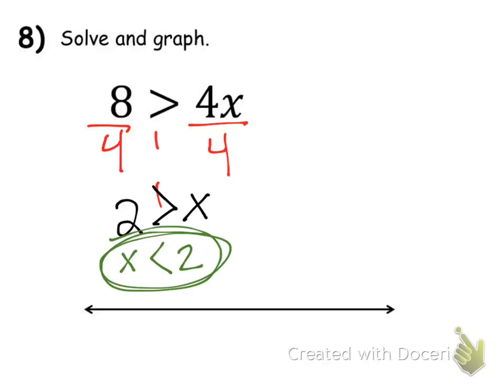So you have to make sure that the inequality symbol is still facing the right numbers. Okay, it was showing that our 2 was bigger. It should still be showing that the 2 is bigger. Here we have 0, 1, 2. It's not an or equal to, so I'm going to leave that circle open. The x is the smaller one, so less than is to the left.